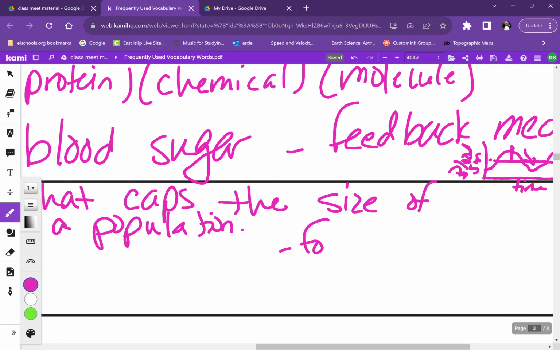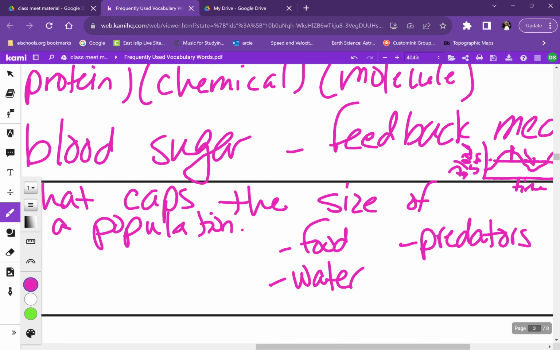Right off the bat, food. If you don't have enough food, your population can't continue to grow. People start to die. Same thing with water. Now, we don't have any predators, but in the wild, if I have a lot of predators in the area, I am not going to have a lot of whatever that predator eats. That predator is going to cap or limit the size of that population. It could also be sunlight. Sunlight is something that could limit the size of a population if you're a plant.